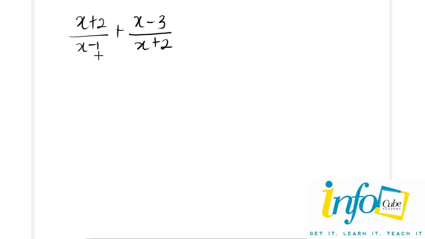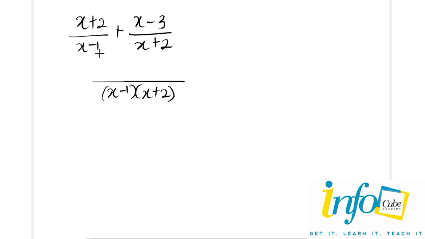The next question is this. You have x plus 2 over x minus 1 plus x minus 3 over x plus 2. In this case, you see what the denominators have. In the denominator you have x minus 1 and x plus 2. So what will be the LCM? If you watched the last episode, you agree with me that the LCM will be x minus 1 multiplied by x plus 2.